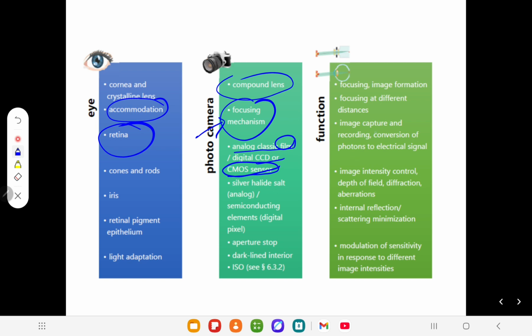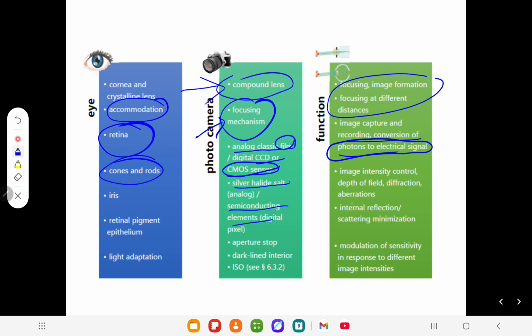The function is basically image capture, recording, and conversion to photoelectric signals, in both, and focusing of images. Now cones and rods basically act like silver halide in the old generation and semiconductor elements, which capture the light and convert it to photoelectric signals. The retinal pigmented epithelium minimizes the scattering of light, isn't it?